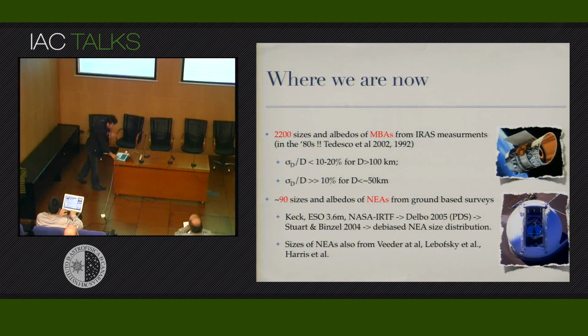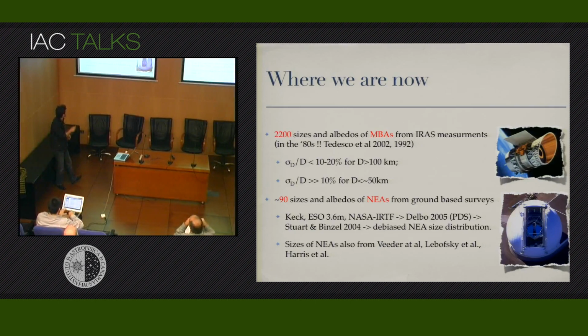We know about 2,200 sizes and albedos, mainly for main belt asteroids, from old IRAS measurements. So we know about more than 350,000 asteroids, and we have sizes only for this number of bodies. These are kind of old measurements. This is the accuracy we have in the size for objects larger than 100 kilometers, and the accuracy is much poorer for bodies of smaller sizes.